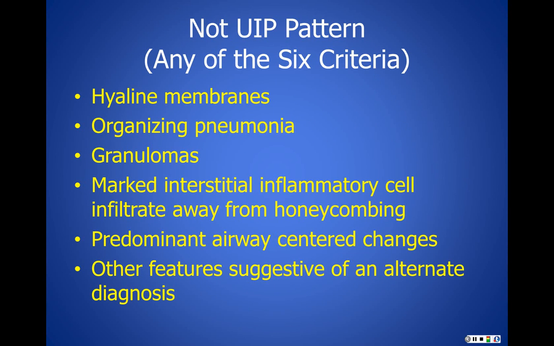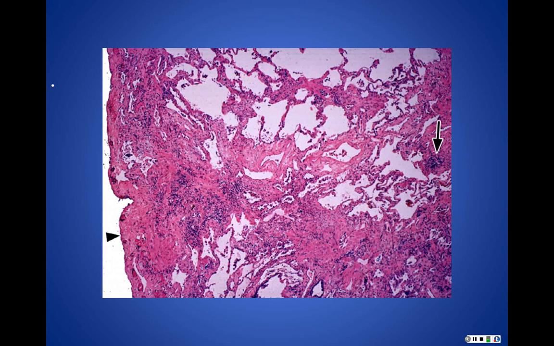Hyaline membranes are usually present in diffuse alveolar damage, which is present in ARDS or acute interstitial pneumonia. Organizing pneumonia, I talked about the cryptogenic organizing pneumonia. Granuloma, you see it in sarcoid or TB. Okay? And any airway-centered disease, predominantly airway features. Okay? Let me show you some pictures here.